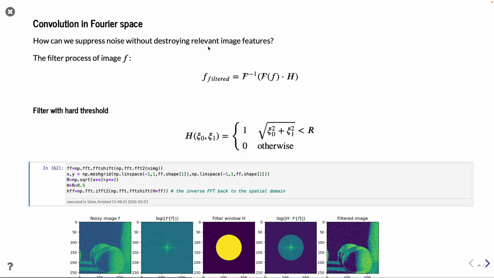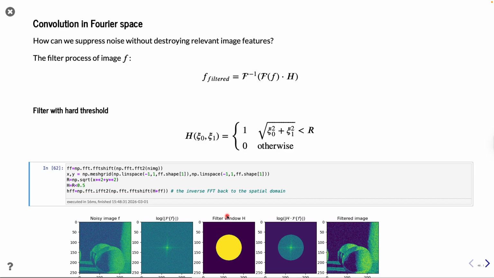A basic low-pass filter is one with a hard threshold in the frequency domain. And let's see if I can move up. I can't. Okay. Then we have our noisy image, which also has a spectrum. Here I use the logarithm because I want to highlight the low amplitudes a little bit more.